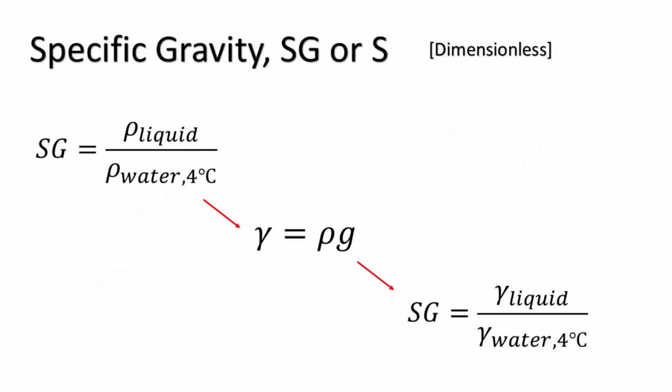Because specific weight is the product of density and gravitational acceleration, specific gravity can also be defined as the ratio of the specific weight of a substance to that of a standard substance. For solids and liquids, this standard substance is water at 4 degrees Celsius, with a value of 9.807 kilonewtons per cubic meter or 62.43 pounds force per cubic foot.